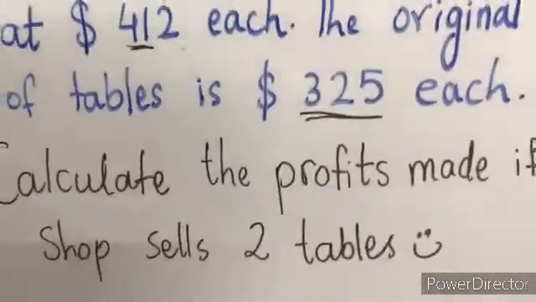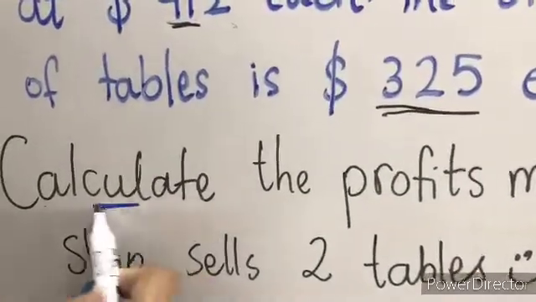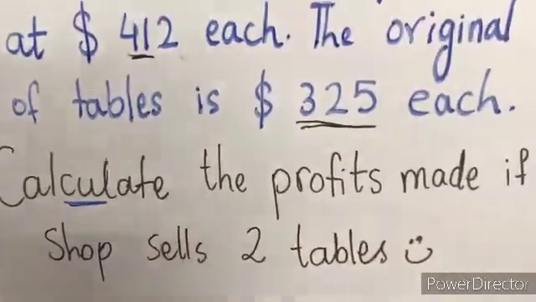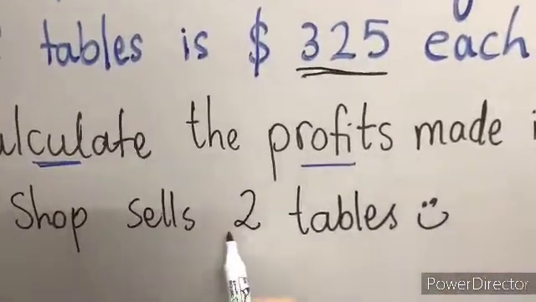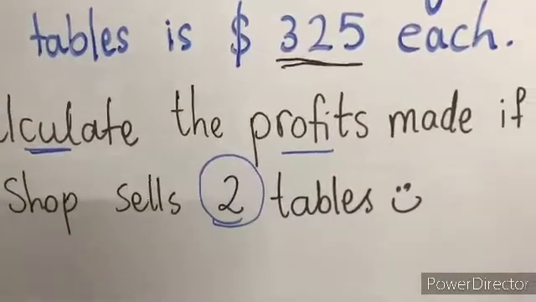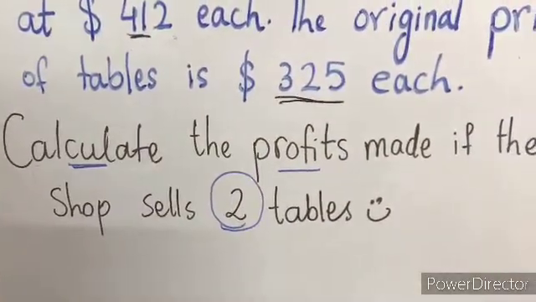So what we have to do? We have to calculate. What we have to calculate? The profit made if the shop sells how many tables? 2 tables. Okay, means the shop is going to sell 2 tables. So how much profit are they going to make?